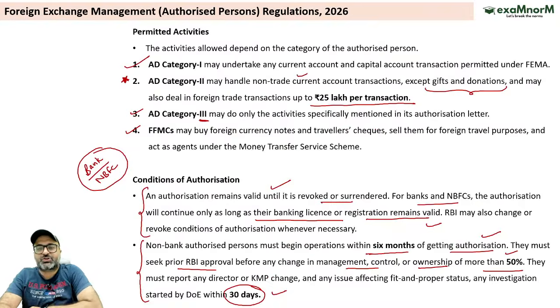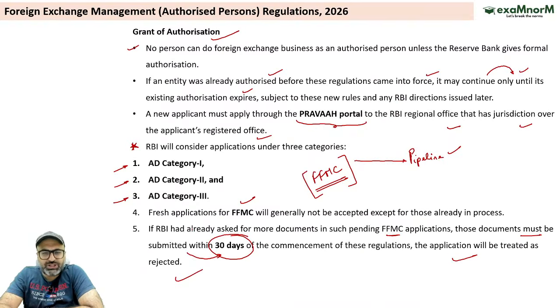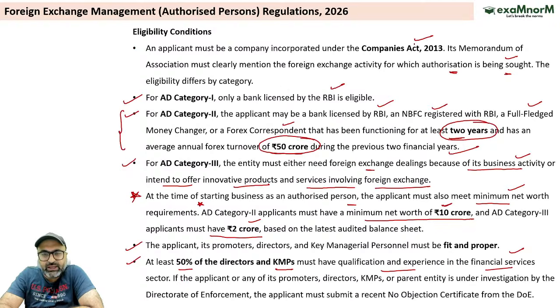I guess the entire story is clear. तो यहां पे कुछ चीजें हैं. प्रवाह पोर्टल इंपॉर्टेंट हो गया. कैटेगरी 1, कैटेगरी 2, कैटेगरी 3 में क्या डिफरेंस है. एफएफएमसी के लिए नया लाइसेंस इशू नहीं होगा. What is the requirement if you are applying for a category 2 or maybe category 3, उसके लिए क्या requirements हैं, that should be clear.